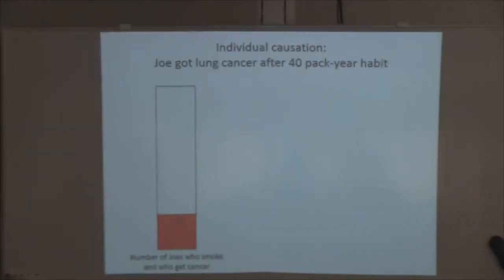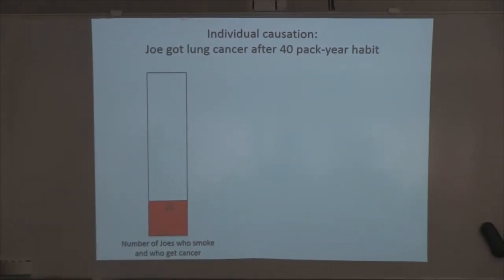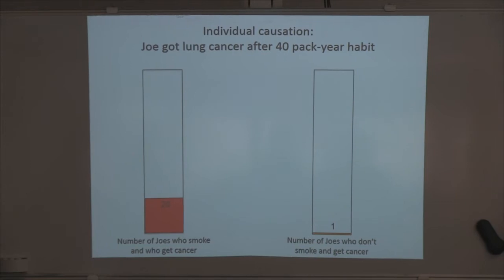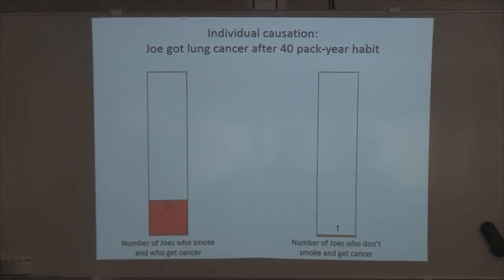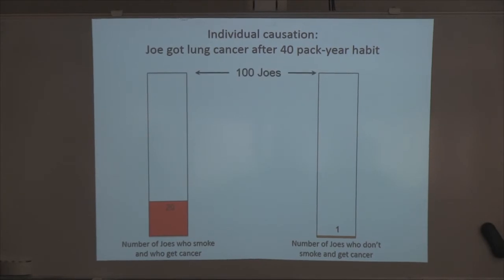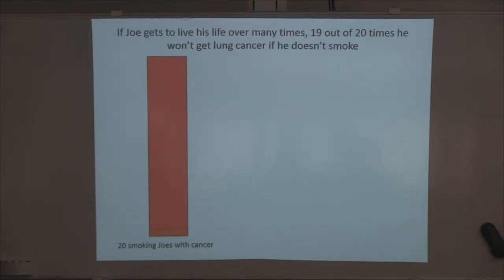How do we translate that to Joe, who got lung cancer after his 40-pack year habit? We just say we took 100 Joes and we followed them forward in time. 20 of them got lung cancer. We took 100 Joes who didn't smoke, followed them forward. We got one who got lung cancer. And then when we asked how many Joes do we end up with lung cancer if Joe doesn't smoke? We have one instead of 20, which is 95%. It translates perfectly in that sort of a setting.